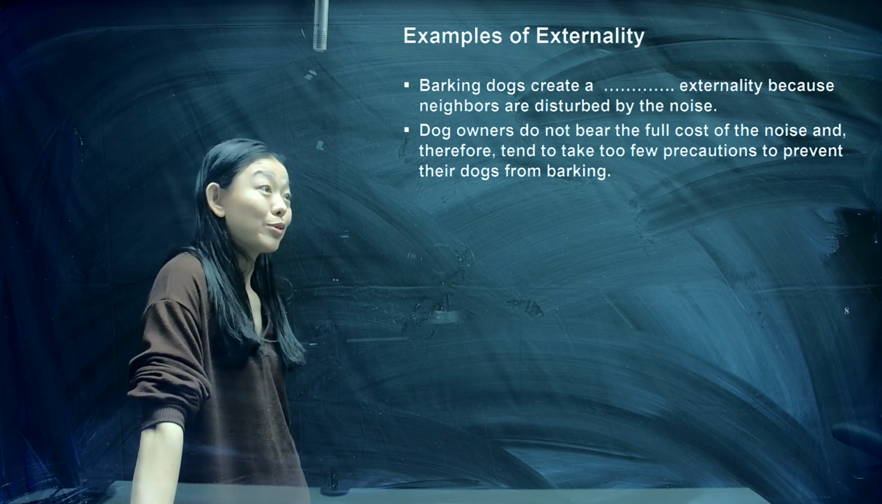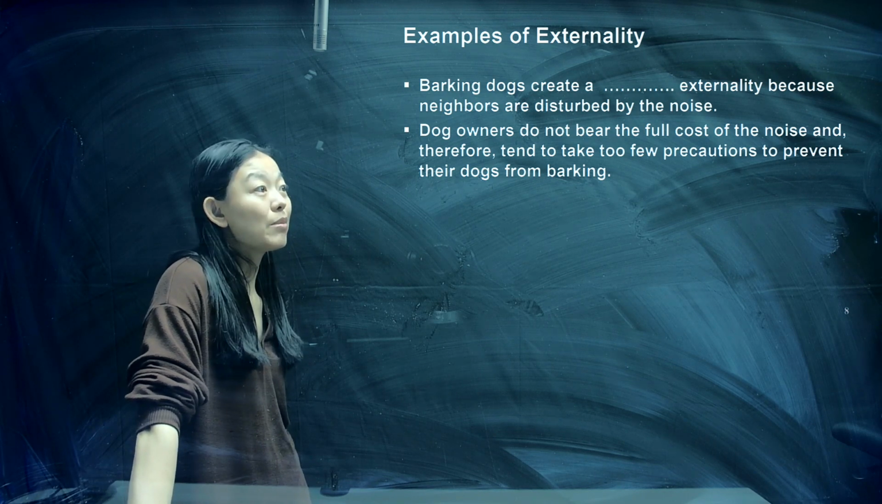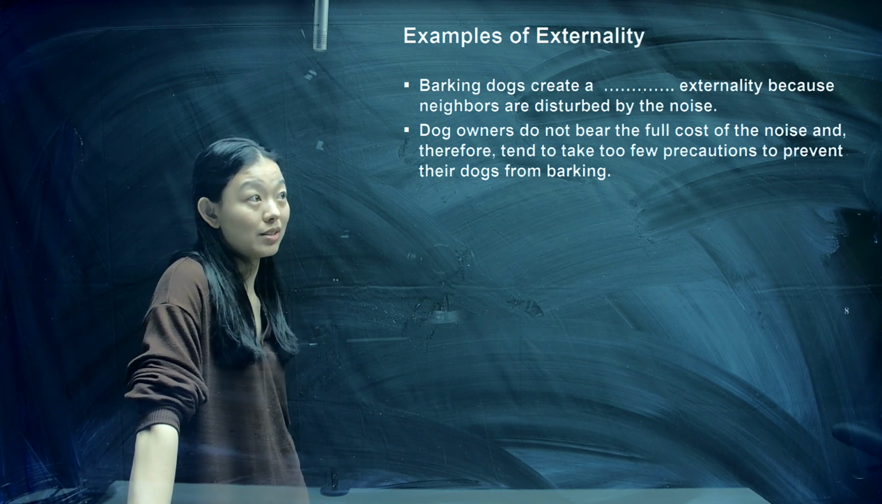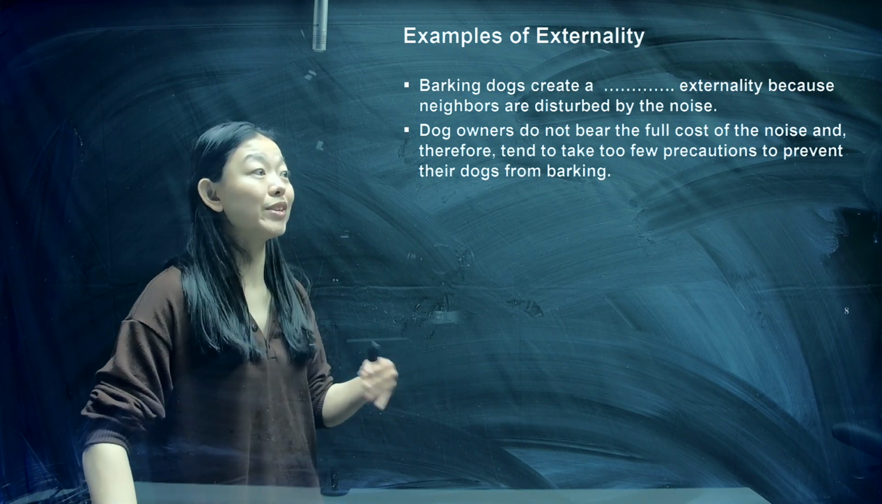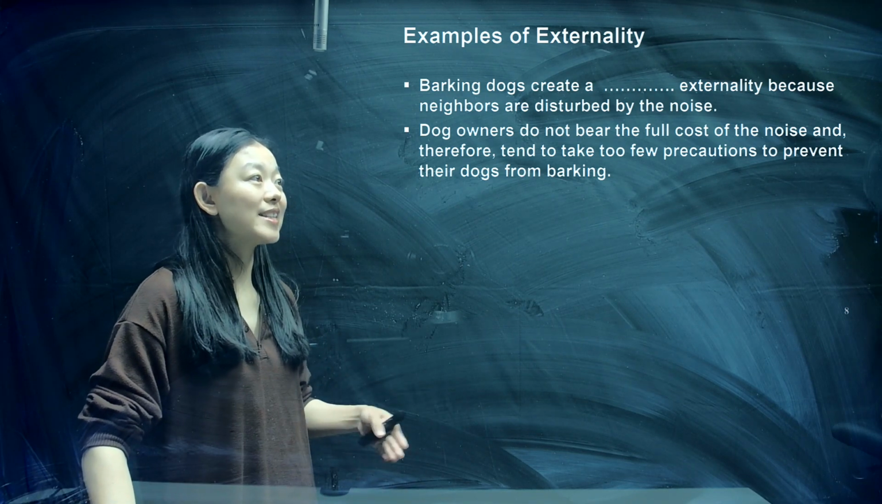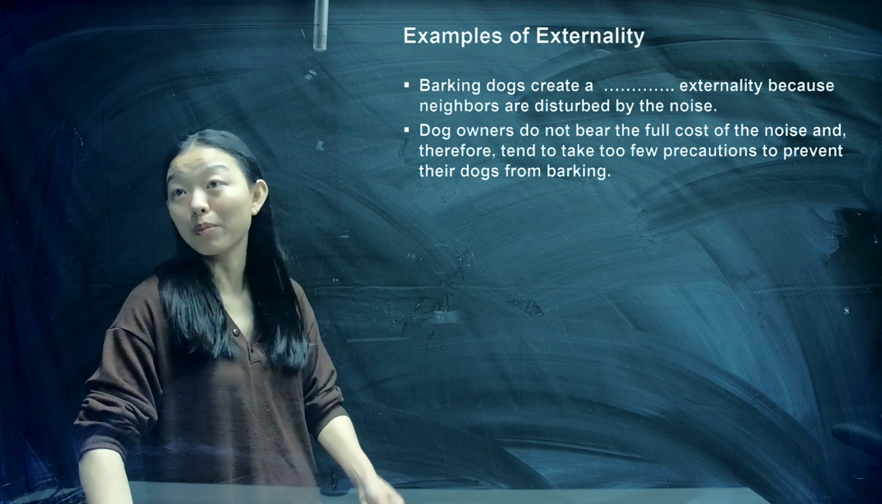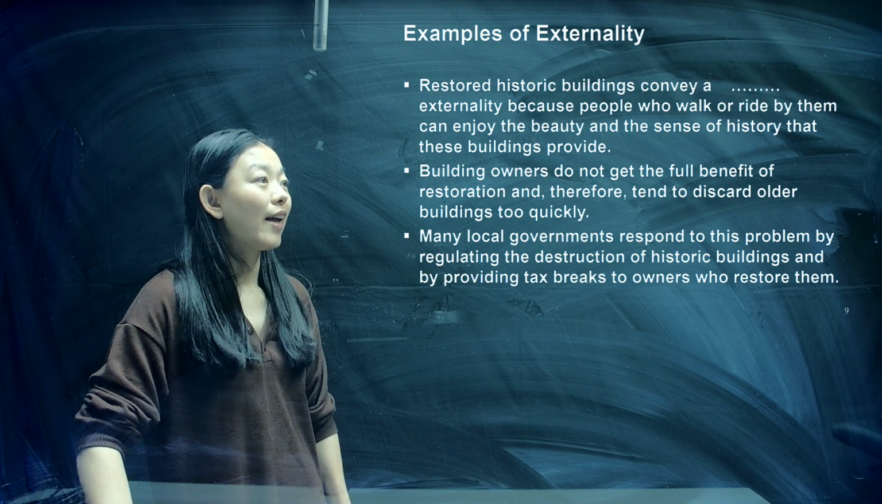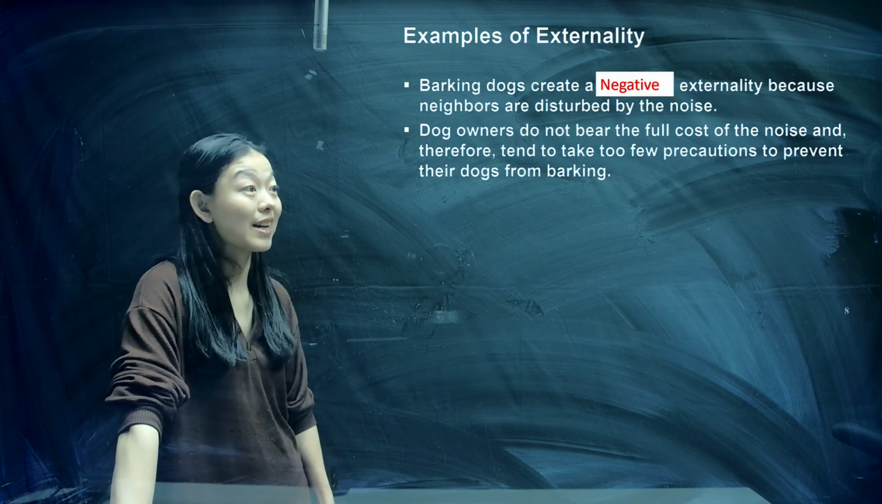I think a barking dog will create a negative externality because neighbors are disturbed by the noise. However, the dog owners do not bear the full cost of the noise, and therefore they tend to take too few precautions to prevent their dogs from barking. So this is what we say: the barking dog might create a negative externality.